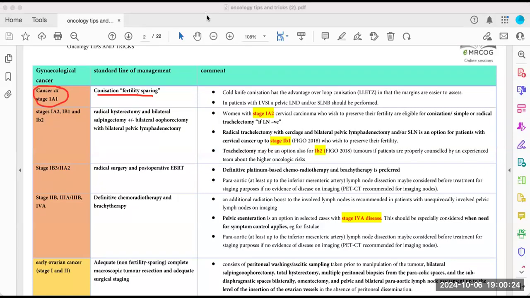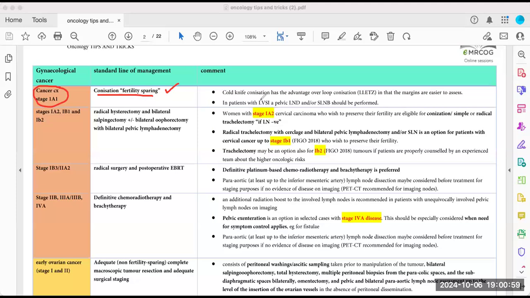What type of surgery we will advise, for 1A1 without lymphovascular invasion, will be the simple extrafascial or type A hysterectomy. For fertility sparing, conization could be enough, and it can be done by cold knife. It has one advantage over the large loop excision or LLETZ. Why? Because the margins will be clear.